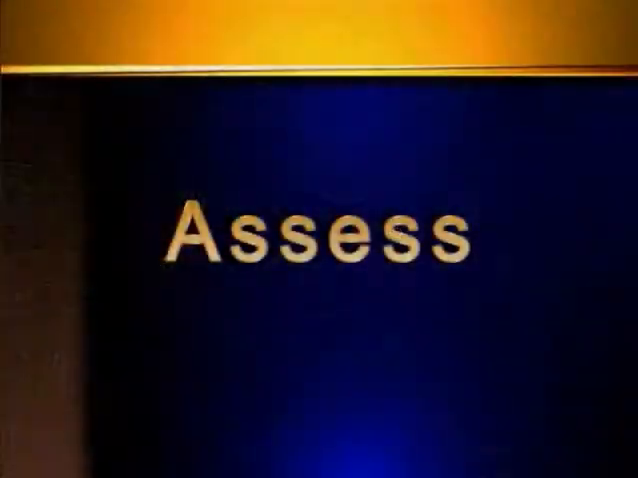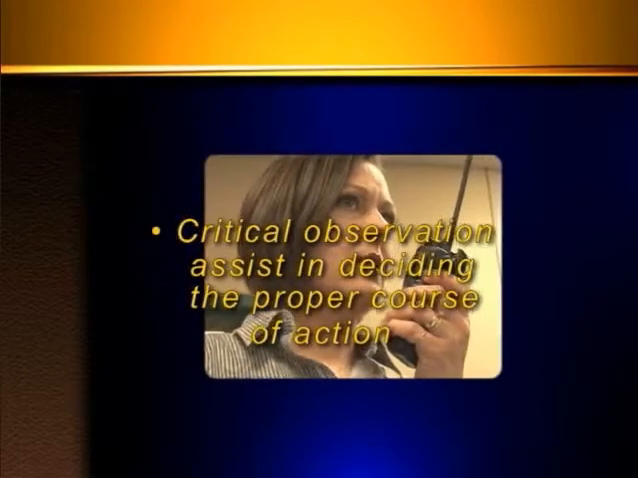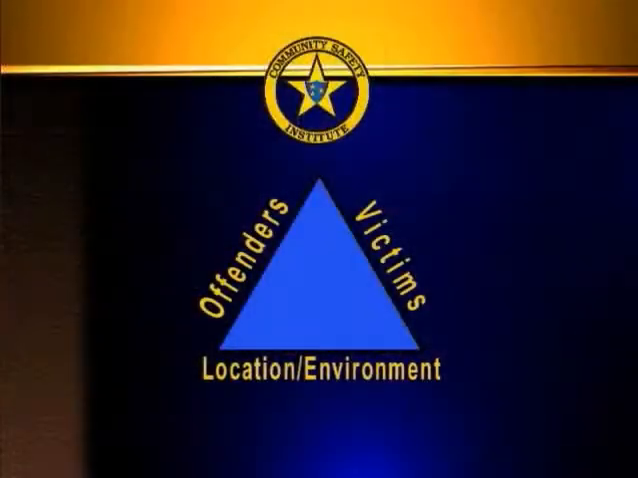Once we recognize the fact that we must respond to a crisis or critical situation at the school, we want to make observations that will assist us in making good decisions on the proper course of action to take. Assess refers to the quick ability to clearly determine the status of the offender, the victims, and the environment or location that the crisis is occurring in. The offender, the victim, and the environment are what we refer to in law enforcement as the incident triangle.